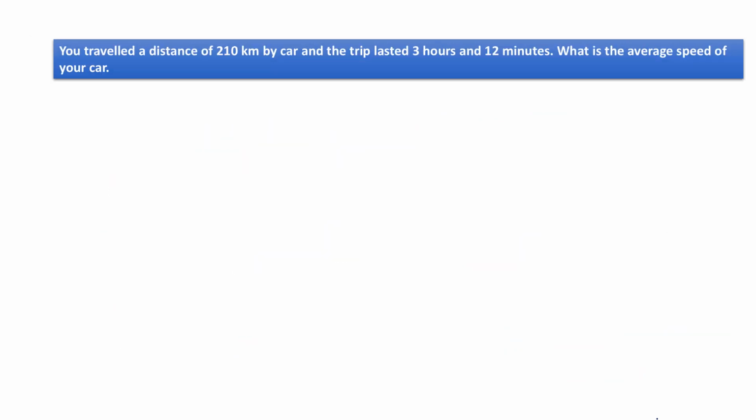You traveled a distance of 200 kilometers by car, and the trip lasted 3 hours and 12 minutes. What is the average speed of your car? Right? So here the time is given. The time is how much? Time is 3 hours and 12 minutes, right? So 12 minutes is equal to how much hour? We know 60 minutes is equal to 1 hour, right?